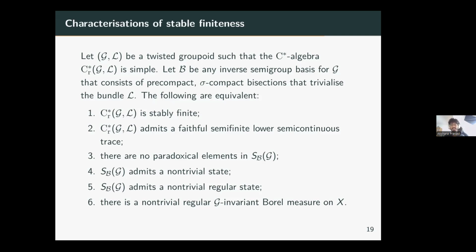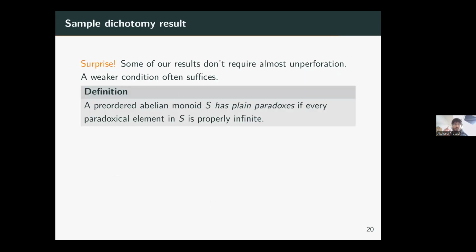So these are the characterizations of stable finiteness and pure infiniteness. And we can combine this and we can get dichotomy results for groupoid C*-algebras. And I'll show you one such sample result now. I said that one of the conditions is almost unperforation, similar to what we have for the Cuntz semigroup. But many of our results actually do not require almost unperforation. A condition which is weaker than that often suffices. And the condition is this.